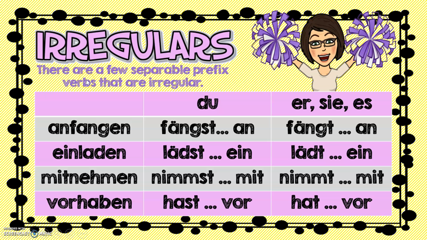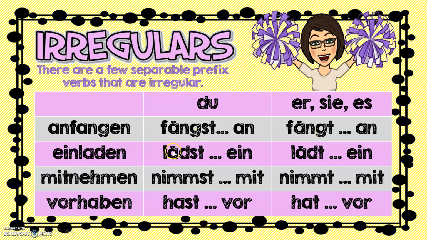In addition to splitting and flipping, there are 4 separable prefix verbs that you have to keep your eye on because they're irregular in the du form and the er/sie/es form, just like a normal irregular verb. So, anfangen is one of these irregular verbs. Just like fahren, fährt, it adds an umlaut in the du form and the er/sie/es form. Fängst, fängt.